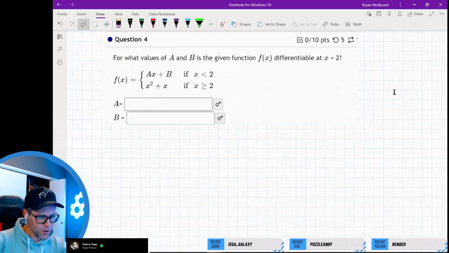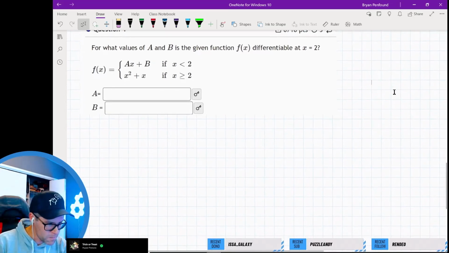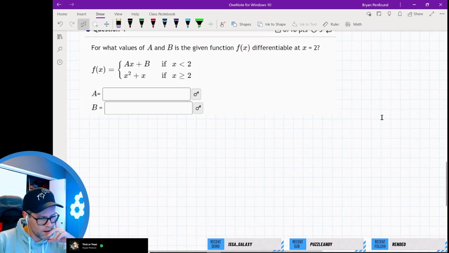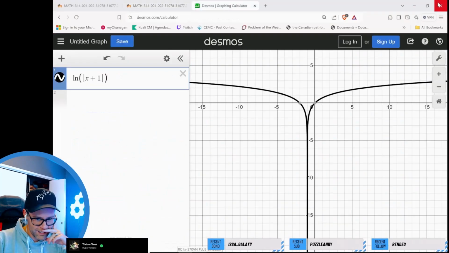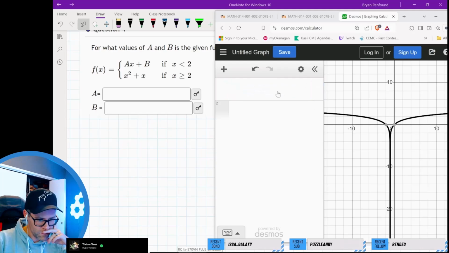For what values of a and b is the function differentiable at 2? Oh, this is interesting, my dudes. This is interesting. Oh, how do we do this? What does this look like?